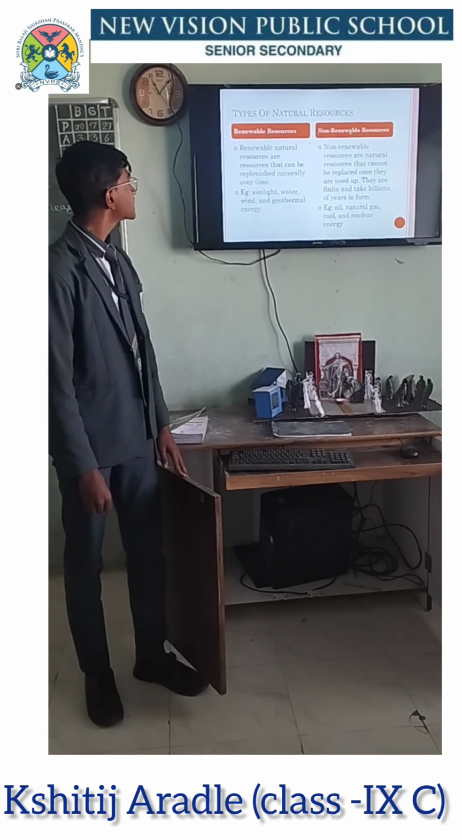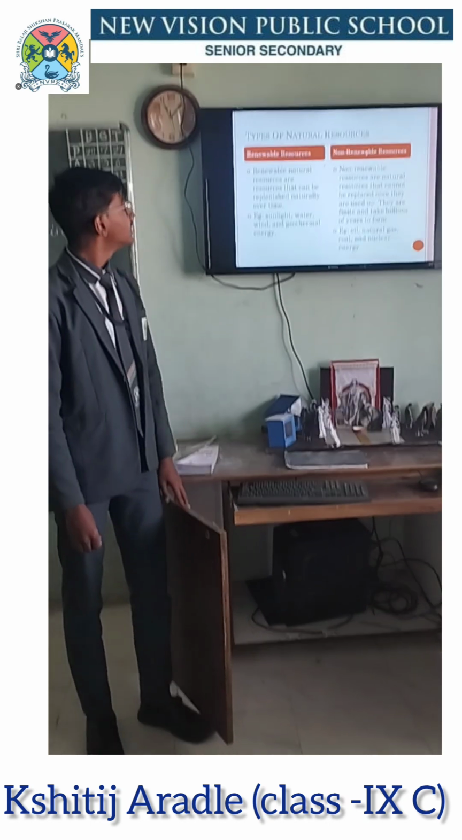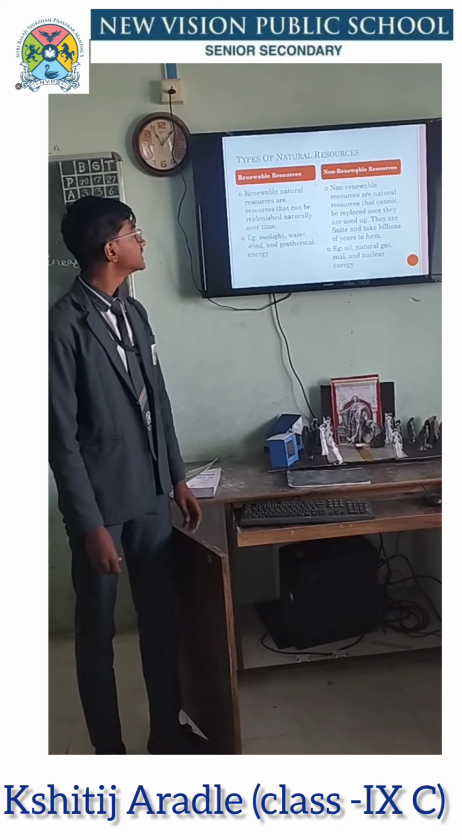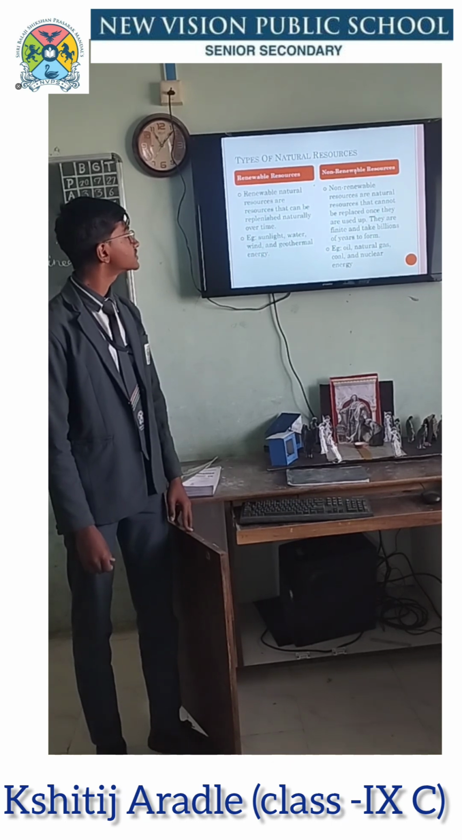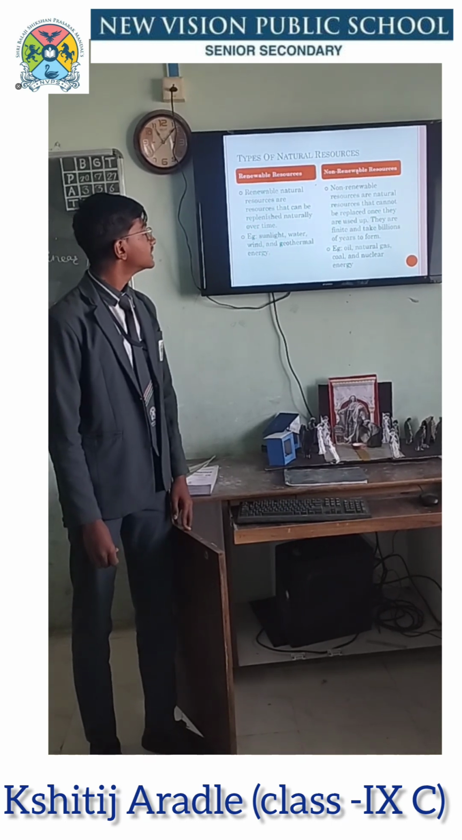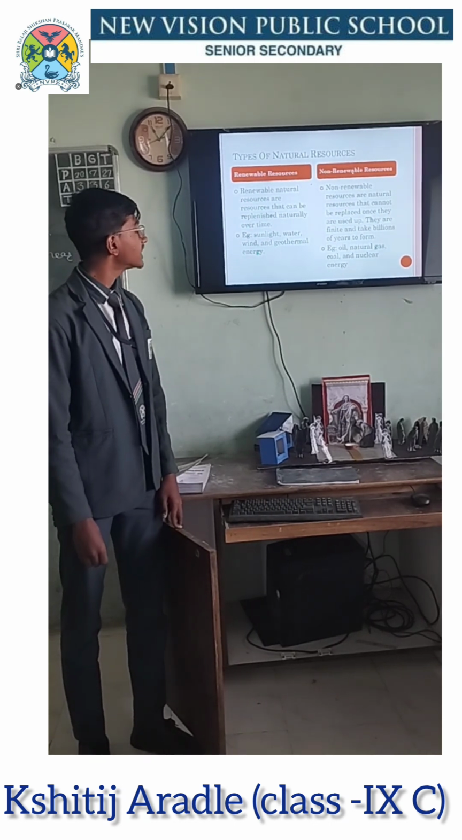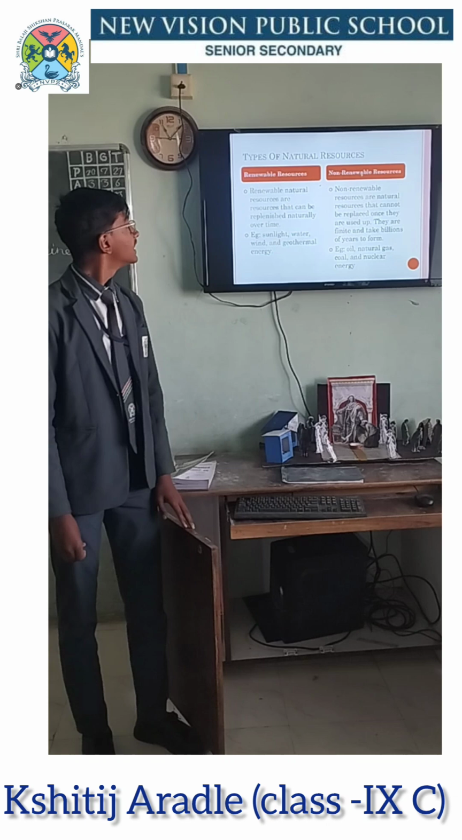Renewable natural resources are resources that can be replenished naturally over time. For example, sunlight, water, wind, and geothermal energy. Non-renewable resources are natural resources that cannot be replaced once they are used up. They are finite and take billions of years to form. For example, oil, natural gas, coal, and nuclear energy.